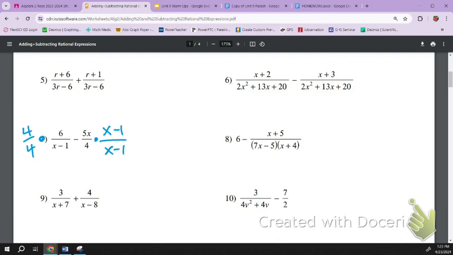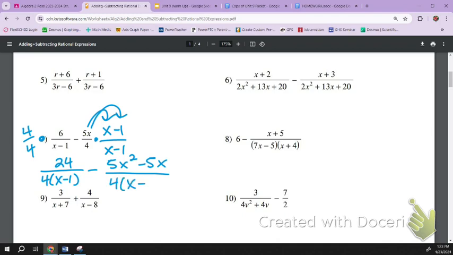So we're going to get 24 over 4 times x minus 1. For the second one, we're going to get 5x squared minus 5x all over 4 times x minus 1. And then we'll just subtract and combine like terms. So this one's tricky because you have to multiply each fraction by something that reduces to 1. So I have to multiply by the other denominator. Seeing it? Let's see if you can simplify this one.